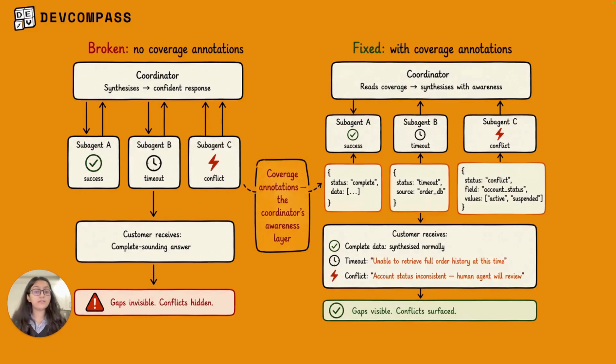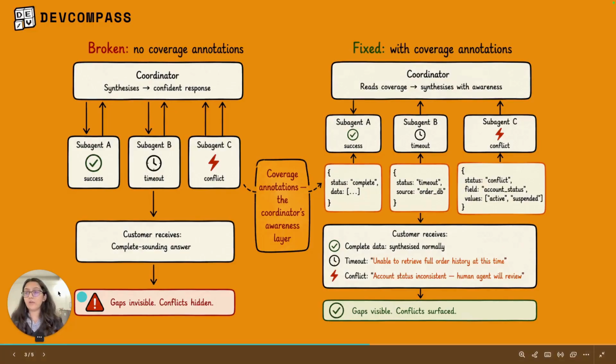So the coordinator now has structured information about the quality of each result. It synthesizes accordingly. For timeouts, it acknowledges the gap in the response. "I was unable to retrieve your full order history at this time." For conflicts, it flags the conflict rather than resolving it silently on its own. "Your account status shows inconsistent information. A human agent will review them." And for complete results, it just synthesizes normally as it should. So the customer gets a response that reflects reality, not the confident but wrong response, the accurate response.